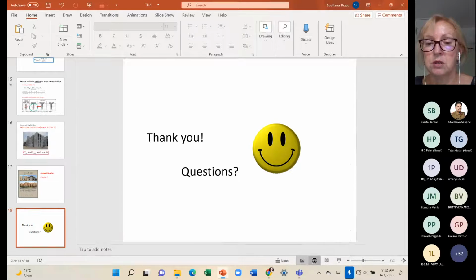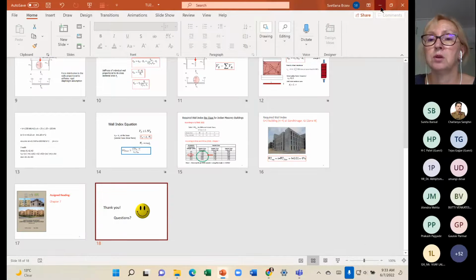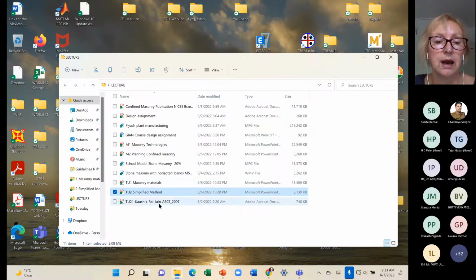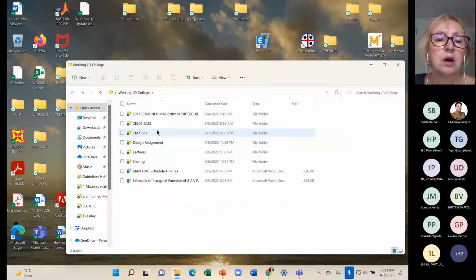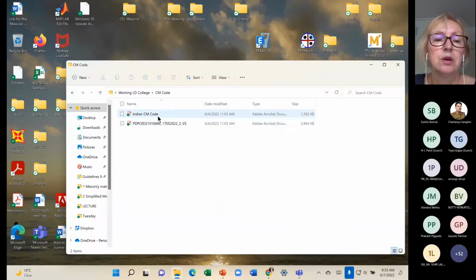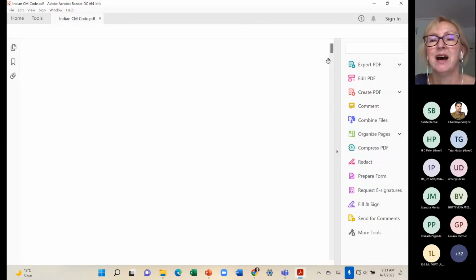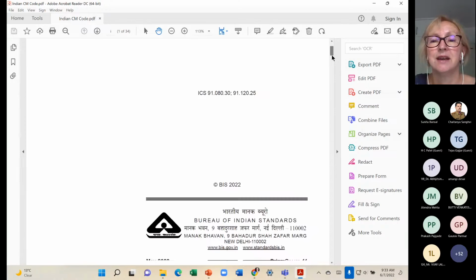So I'll keep this. I will open the code. Okay, it's not here, so I'll just open it somewhere else. Okay, got it. Confined masonry code here. I had it all set on my iPad, but it doesn't always work.